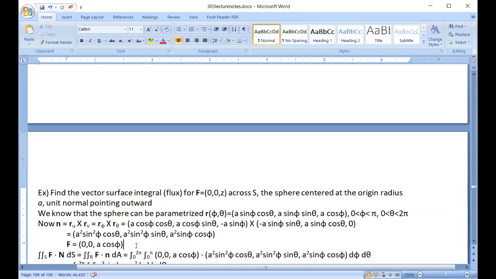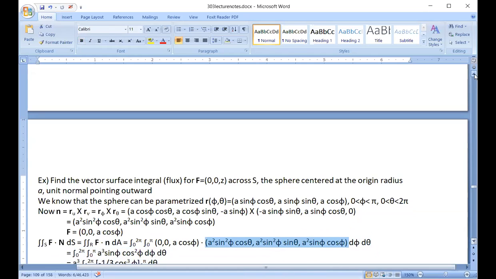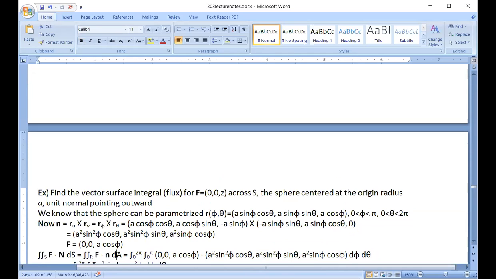Okay. So make sure you understand the role of each of those. Okay. So continuing, now we just plug in what we figured out. So we know vector field F is just 0, 0, a cos phi. Here's n, normal vector, which we also calculated. And dA, our two parameters are phi and theta, so it's just d phi d theta. And then with the appropriate bounds.